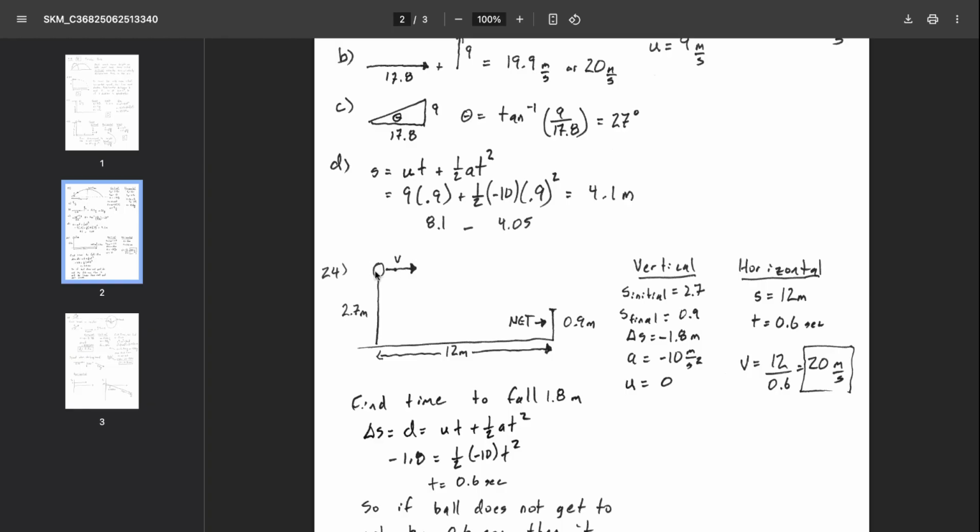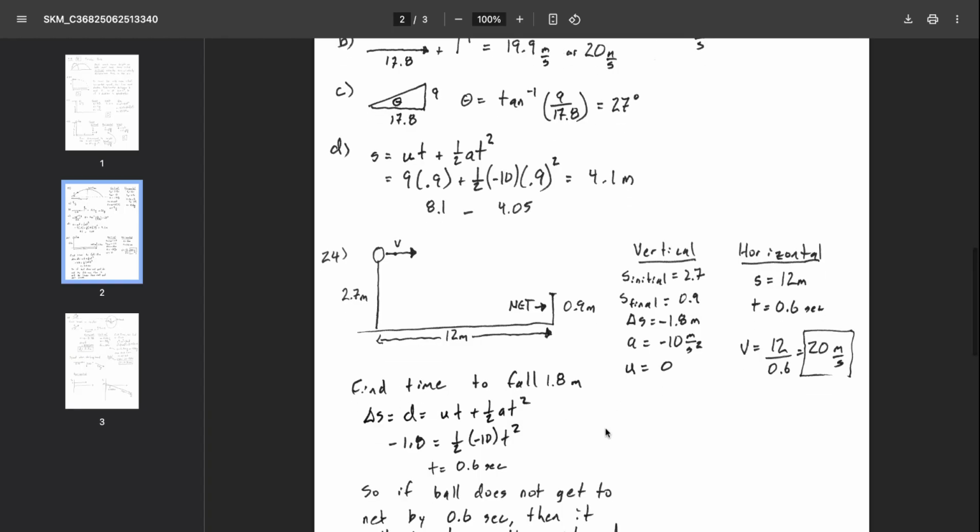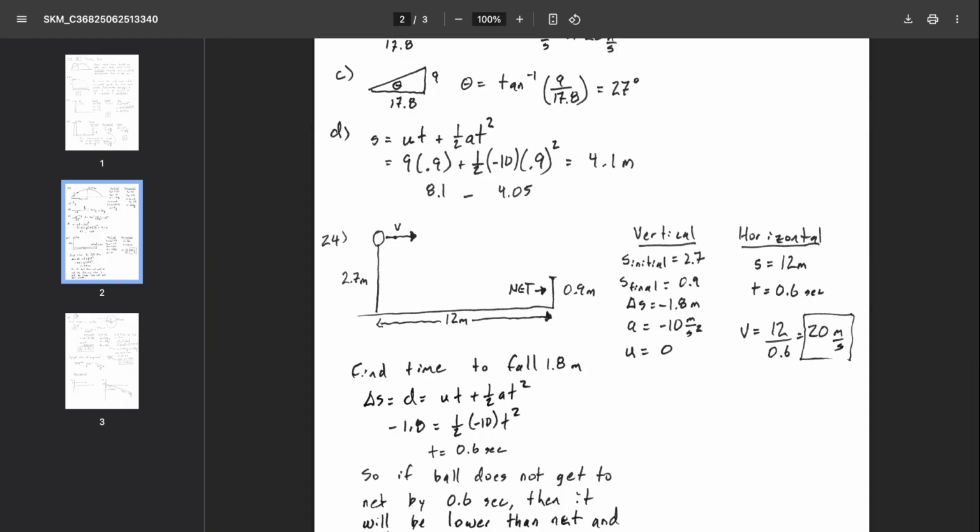Now, how do we determine the time? We first got to figure out how far can this thing fall? Well, it can't go below 0.9 meters before it gets to here, so it can only fall 1.8 meters. So I have a change in S, which is the displacement, of negative 1.8 meters. My acceleration is negative 10 meters per second squared. My initial speed in the vertical direction is 0. So I just found the time to fall 1.8 meters.